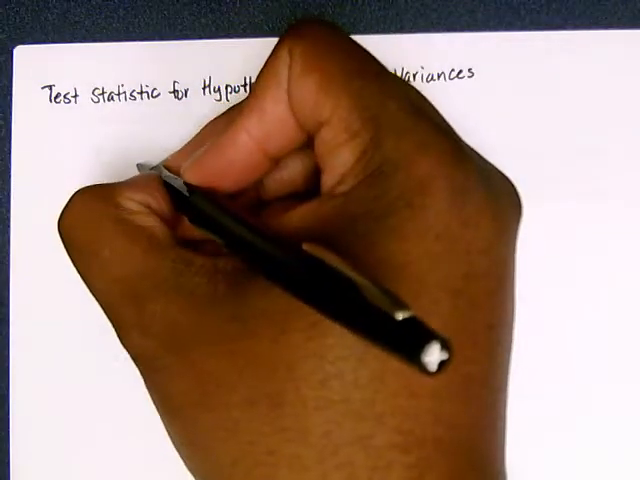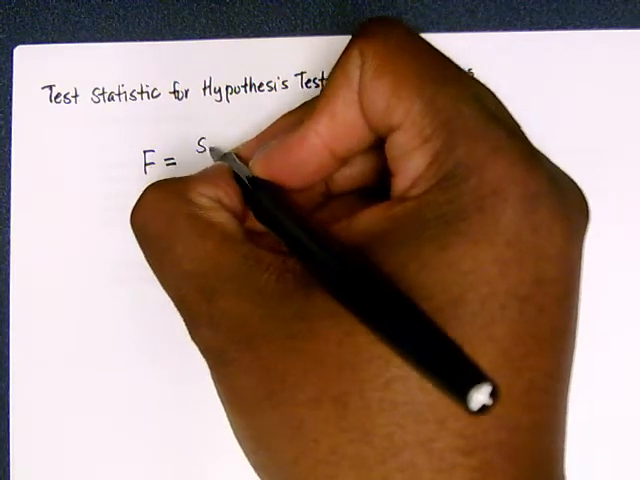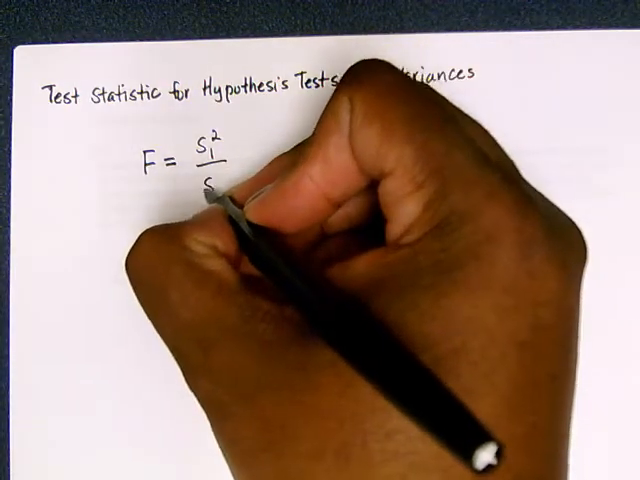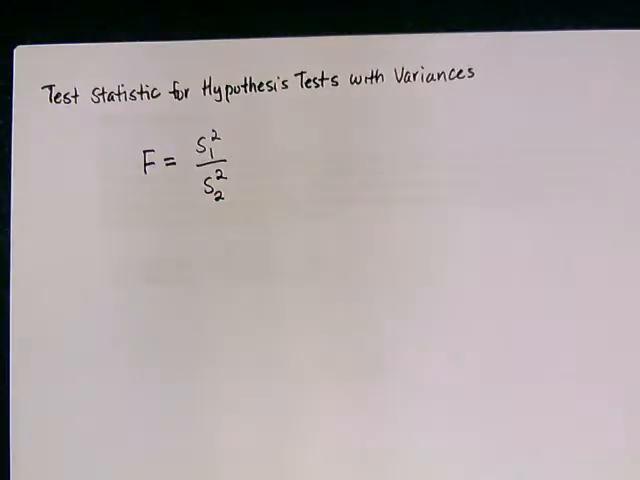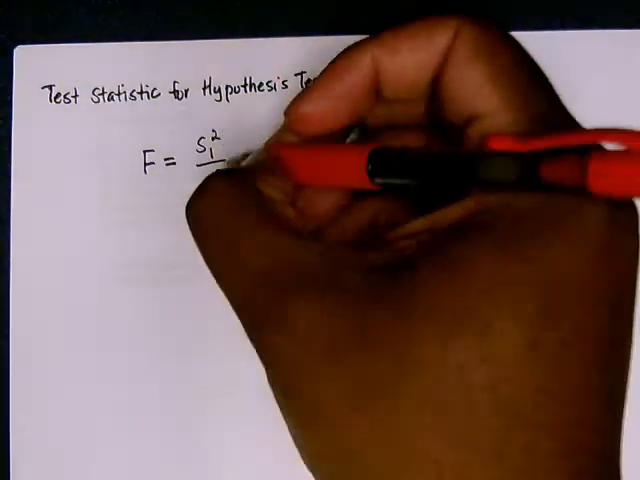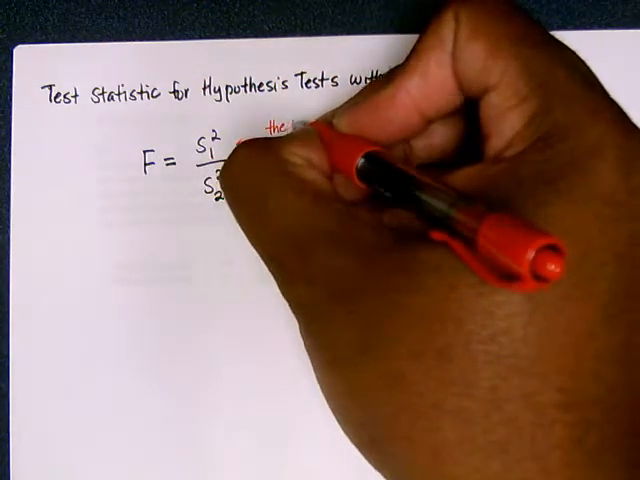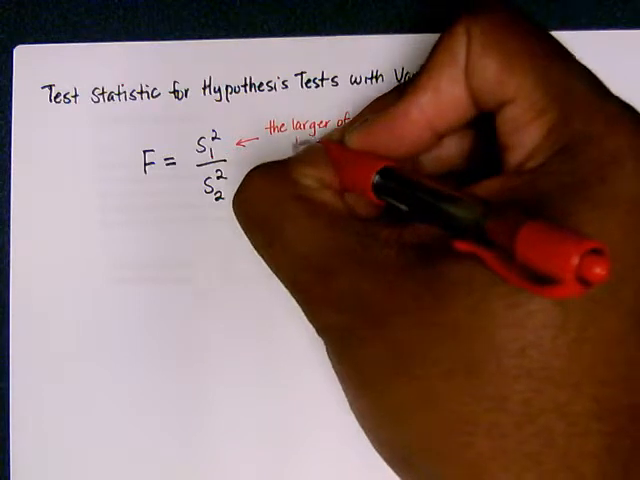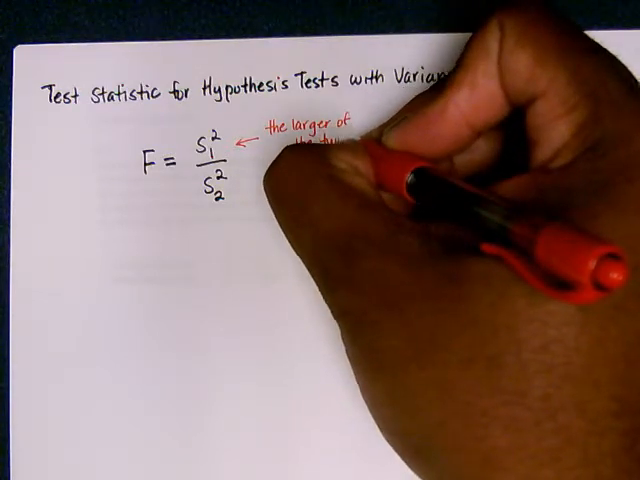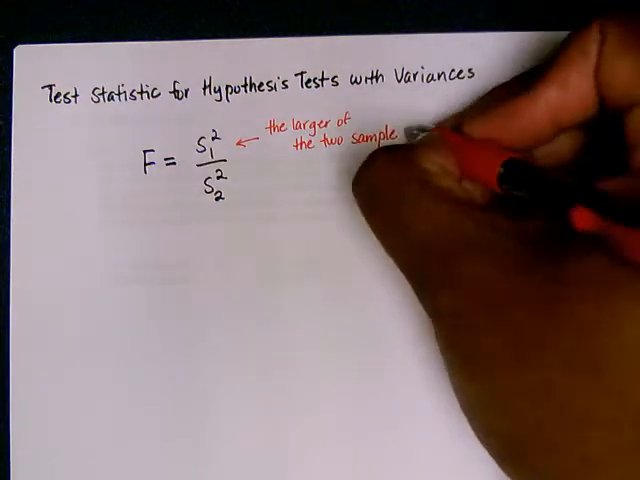Okay, and that test statistic is your capital F. And that's equal to S1 squared divided by S2 squared. Now in this case, your S1 squared is going to be the larger of the two sample variances.